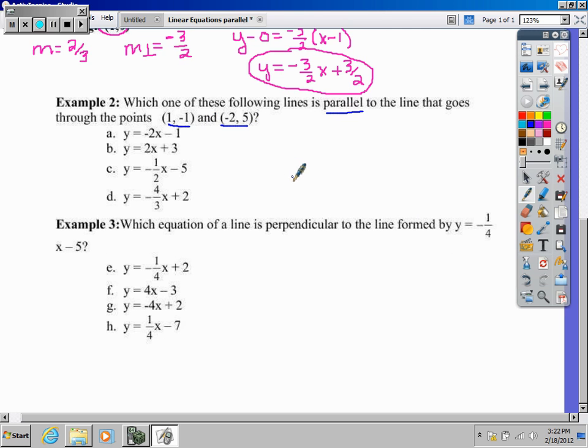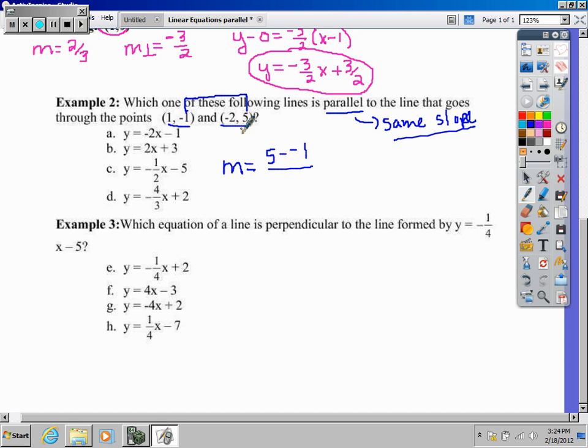Okay, let's look at a couple examples then of parallel and perpendicular lines. It says, which of the following lines is parallel to the line that goes through the 2 points that are given? Well, what does it mean if it's parallel? It's got to have the same slope. So right away we know that if we can just calculate the slope, we'll probably be able to identify pretty quickly which one it is. And in fact, they're all different slopes. That's all we need to do.